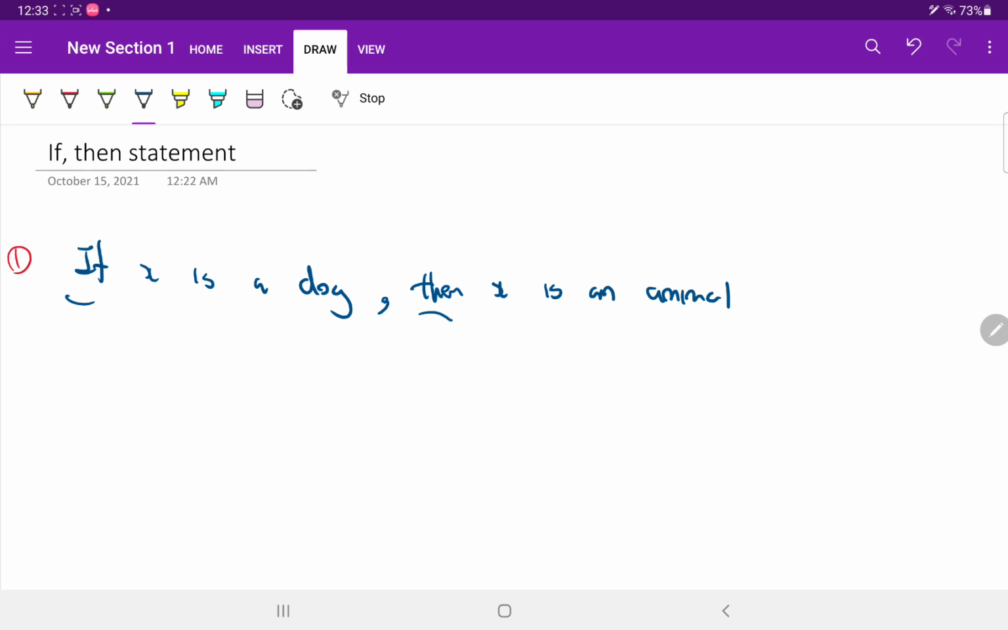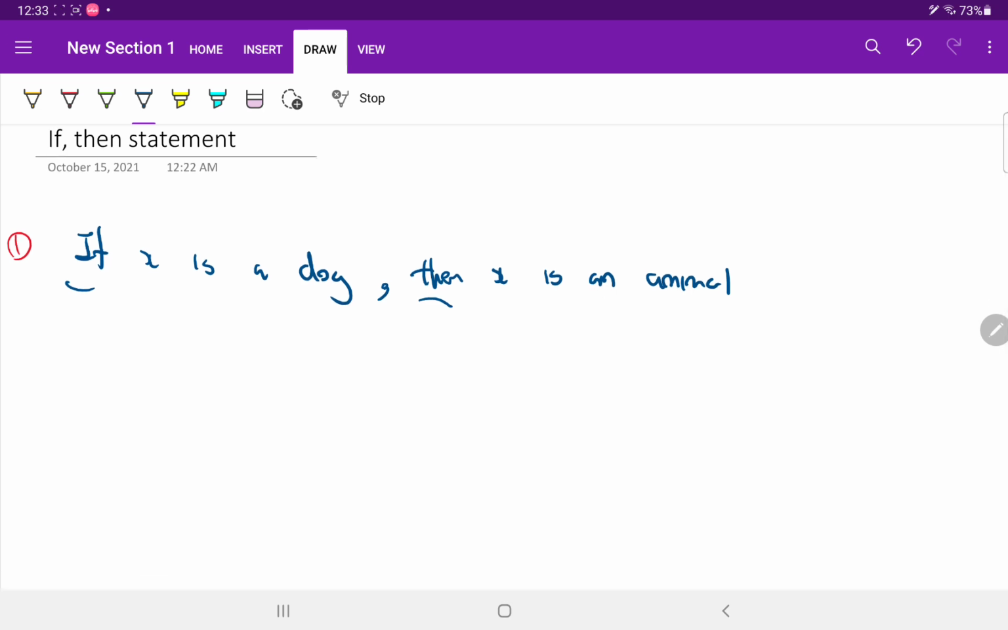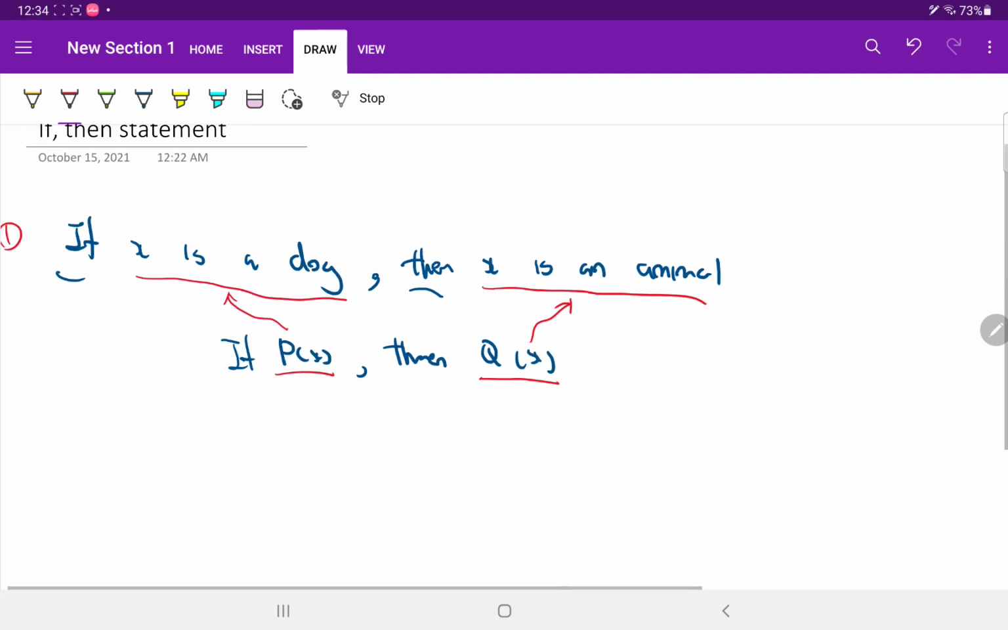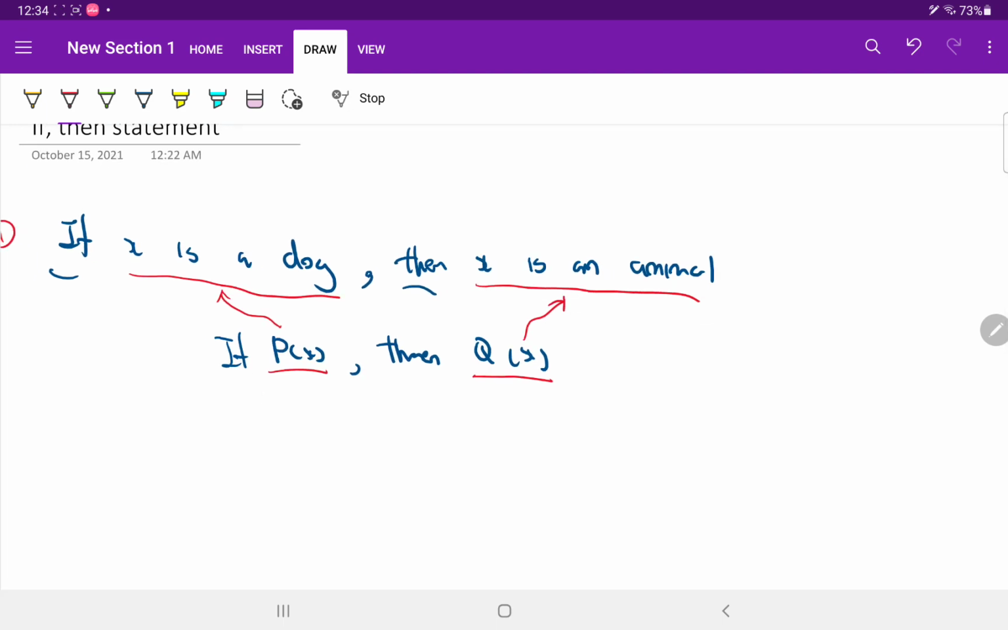So mathematicians are lazy. They like to write it as if px then qx, where px basically means the statement x is a dog, and qx basically means the statement x is an animal. So they just simplified it as if px then qx.